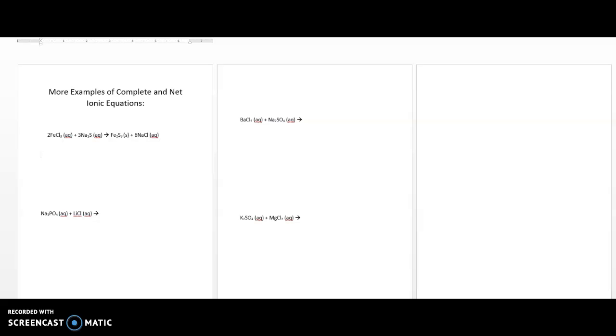So for the complete ionic equation, what I'm going to do is break apart every aqueous substance into its ions. So that's going to look like this. So 2Fe 3 plus aqueous, plus 6Cl minus aqueous. I get the 6 because there's a 3 here and a 2 here, so it's 2 times 3, plus 3 Na plus aqueous, plus 3 S2 minus aqueous.